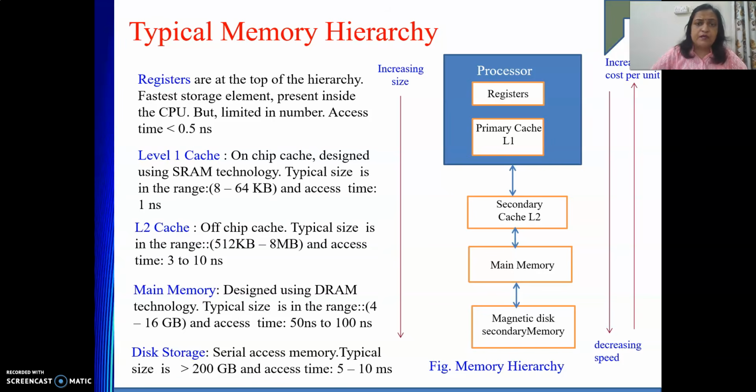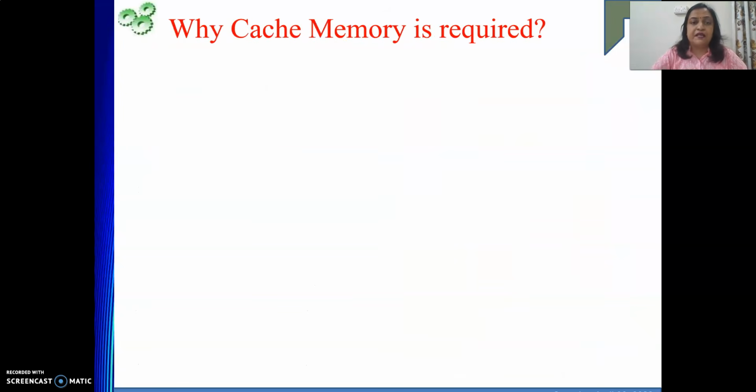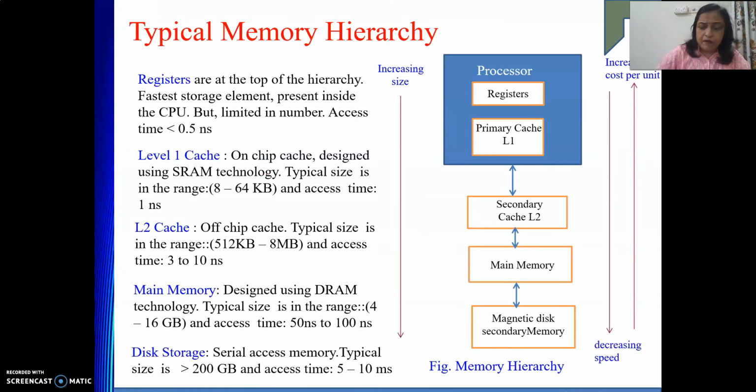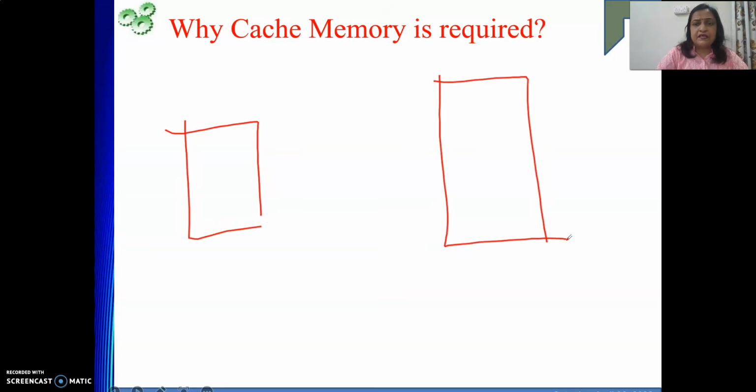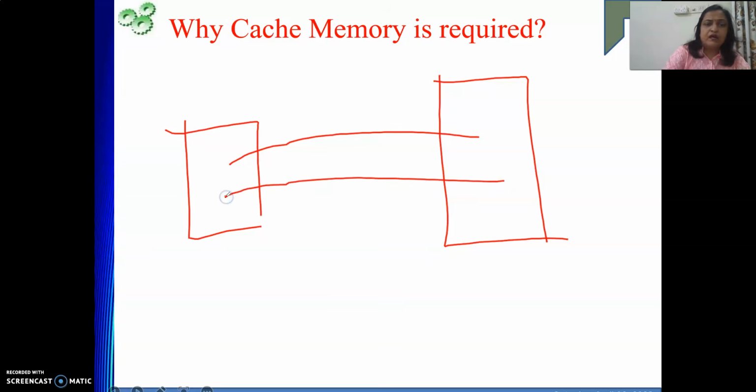Then next, I will discuss the cache memory concept. So the first point is why cache memory is required. Because see, we have our processor and our memory. To execute an instruction, we need to bring it into the processor, that we have seen before also. And if we need to act on some data, that also we need to bring into the processor, then only we can act on it.